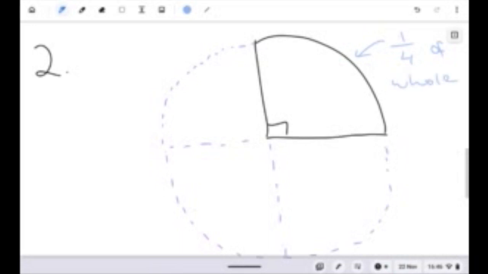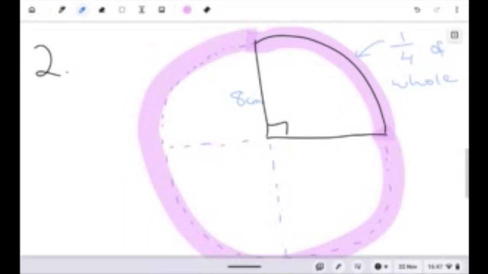And that's going to help us, right? Because I should probably label one of these bits so we can actually do the question. I have a radius of 8 centimeters. And now I can find my arc length, this thing here, by first finding my entire circumference and then taking 1/4 of that to find my arc length in question here.